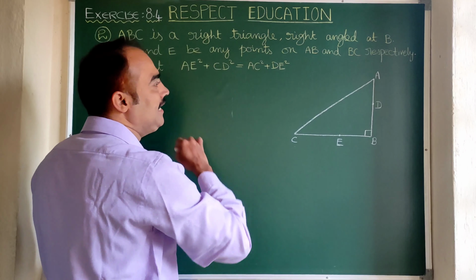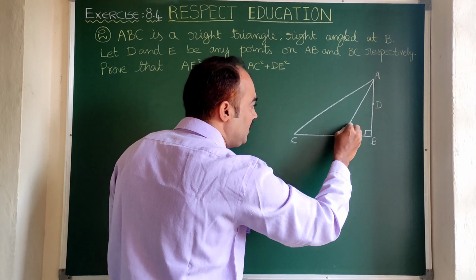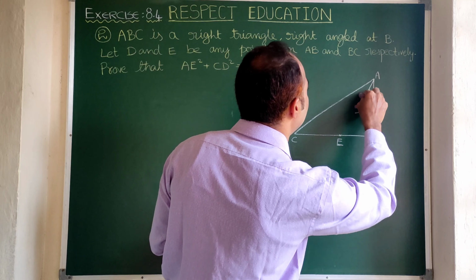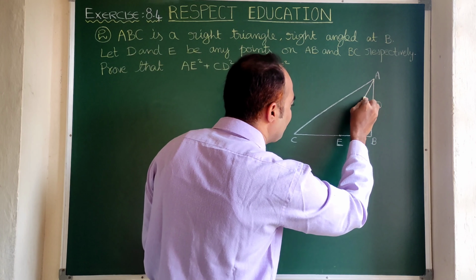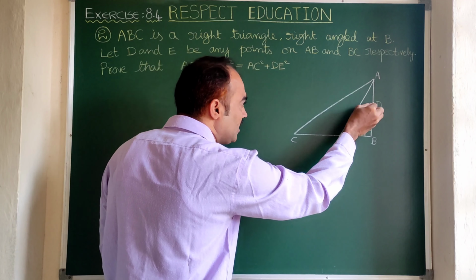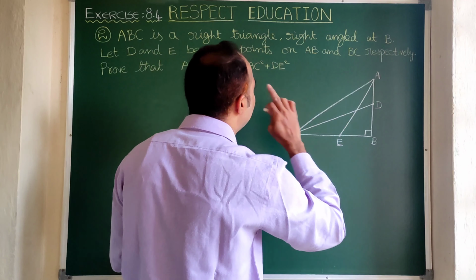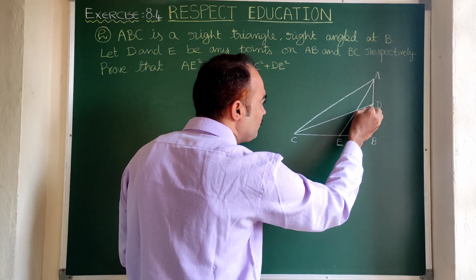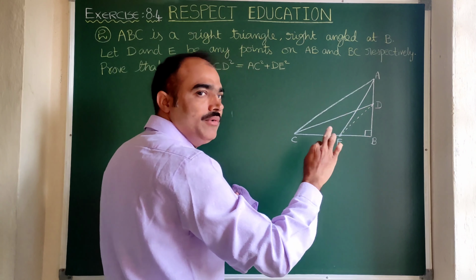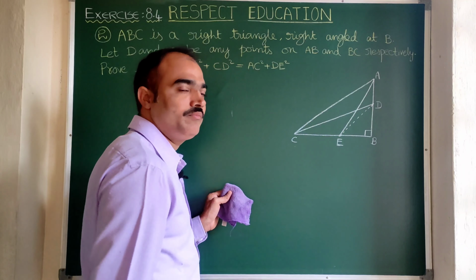Now we have to prove that AE square. So for that you need to join AE first. Join AE. And then CD square, so join CD also. And AC square, AC is already joined. DE square, join DE also. It's not compulsory to maintain these dots, but I just wanted to show you a little bit of difference. Even you can join straight, not a problem.